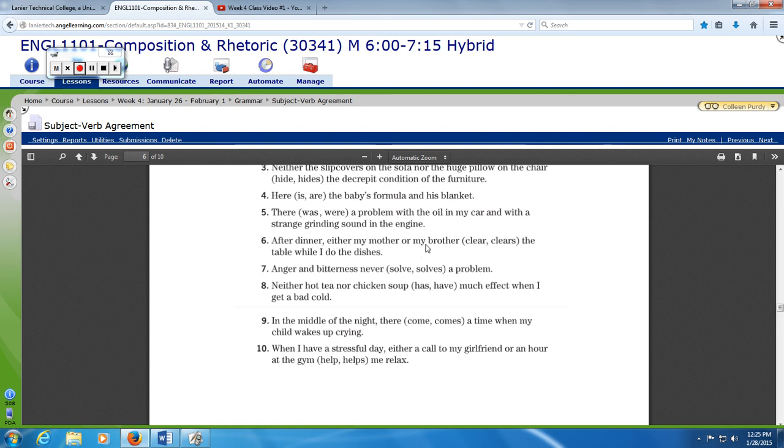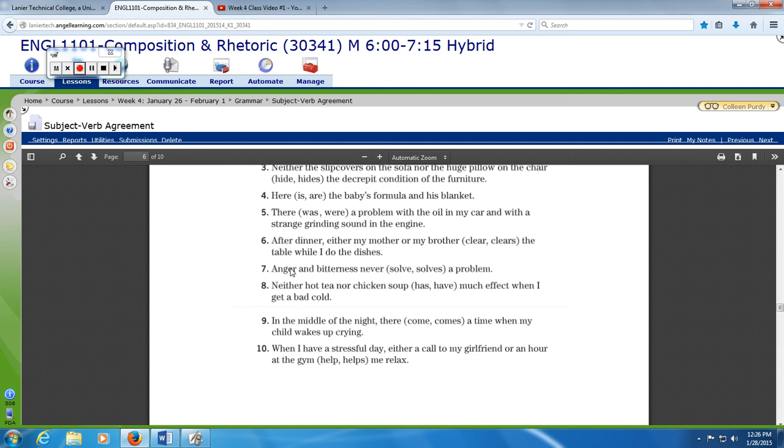After dinner, either or. So we're back to the verb taking the plural or singular form depending upon the subject closest to it. But let's get rid of prepositional phrases. After dinner. While I do dishes is a dependent clause. I do, subject verb, and this is a dependent marker. But we're not interested in this. We're only interested in this clause. So your subject is mother, brother. Brother is singular, so you take the singular verb, which is clears. After dinner, either my mother or my brother clears the table while I do the dishes.